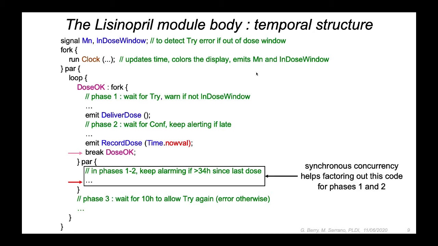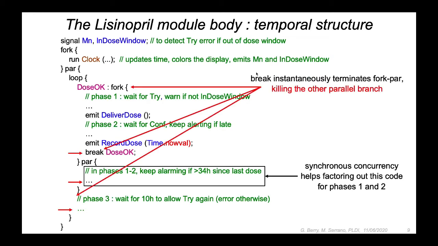Because in between, we have to notice that in phases 1 and 2, we need to keep alarming if the delay of 34 hours since last dose is over. We need to do that during both phases. So we use synchronous concurrency to factor out this code for phases 1 and 2. This code will be running from the beginning of phase 1 to the end of phase 2. It would be infinite, so how to stop it? By the break. We break instantaneously the fork par, killing the other parallel branch, which is in this case the second branch of the par, to go directly to phase 3, waiting for 10 hours to allow try again.